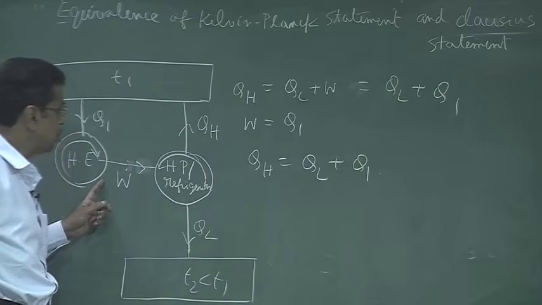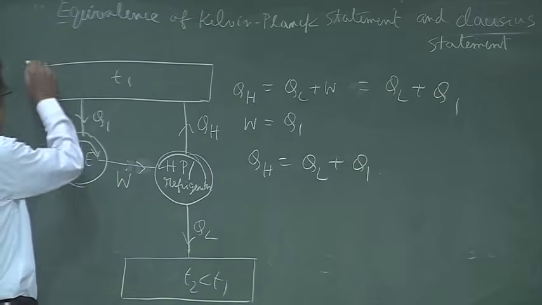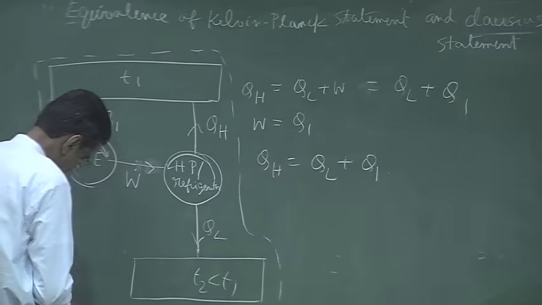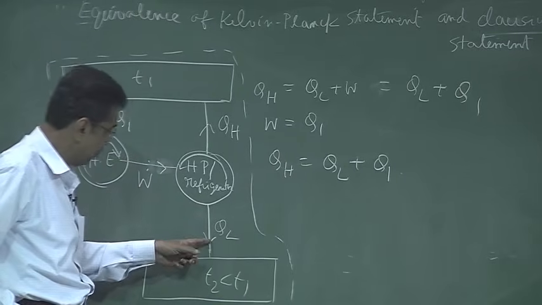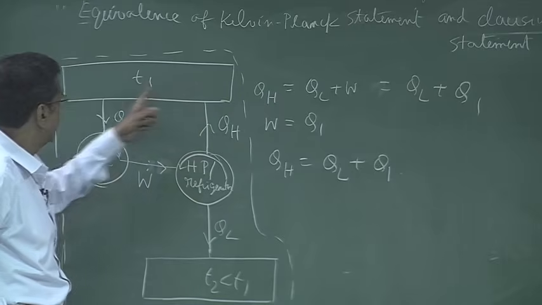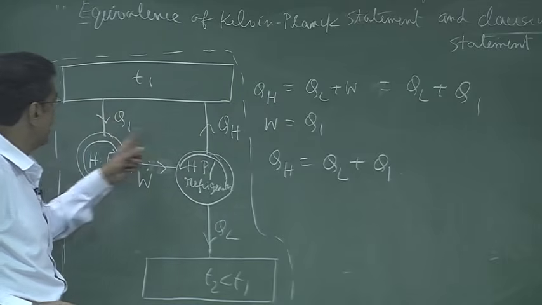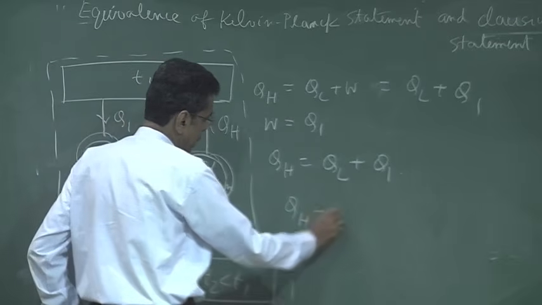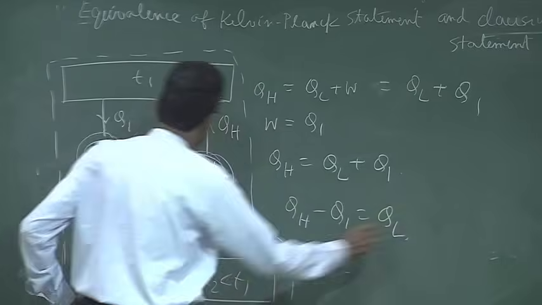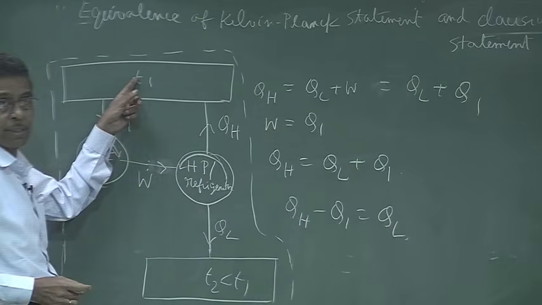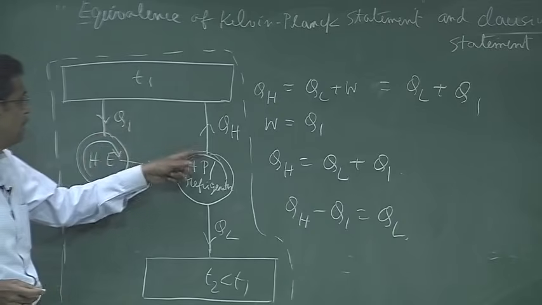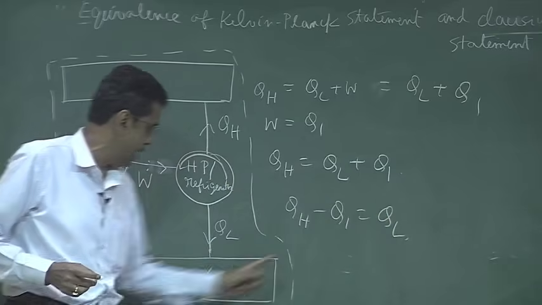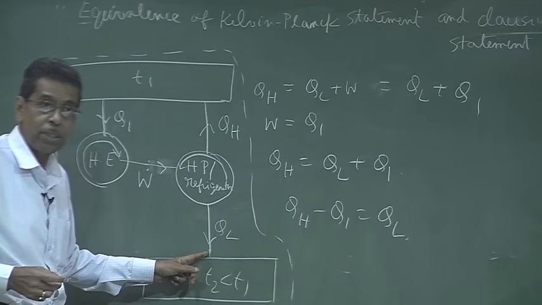Now you see that the combined system as a whole does what? This takes heat QL from the low temperature to the high temperature. If you see the high temperature reservoir, it gives Q1 and receives QH. So it receives the net heat QH minus Q1, which is QL. That is what is being taken from the low temperature T2.